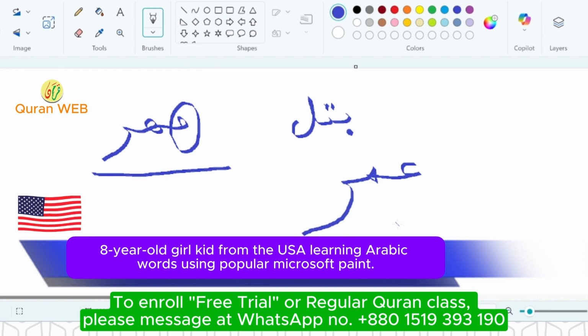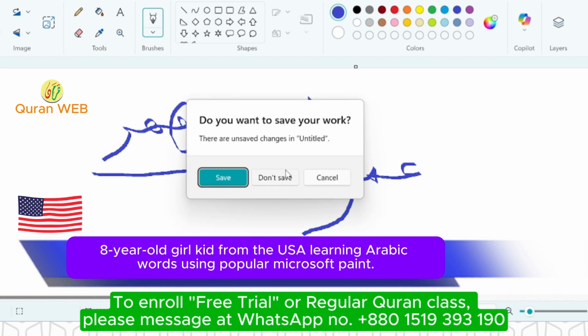Can you read this word also? This is also a name. Bim. Then Ro. Yes. Now say together. Mim Ro. Mashallah. Good. Let's take another page.